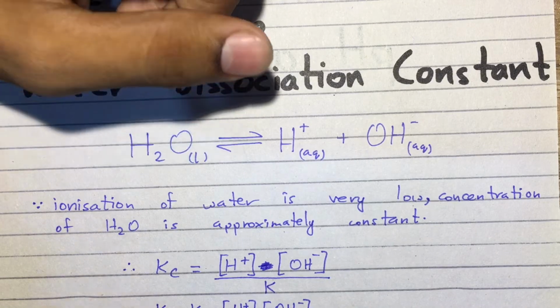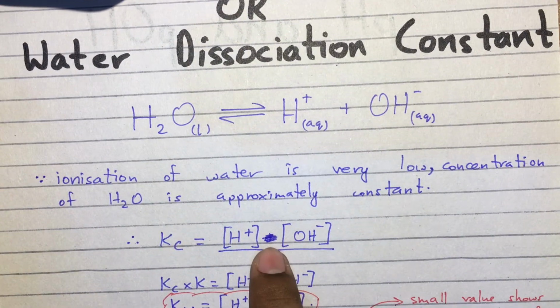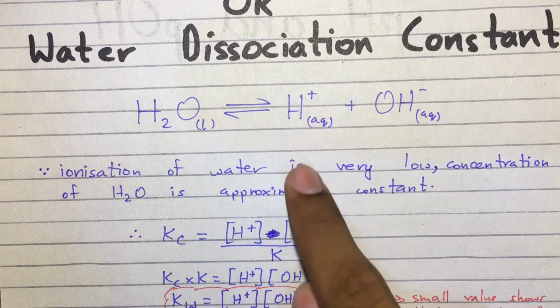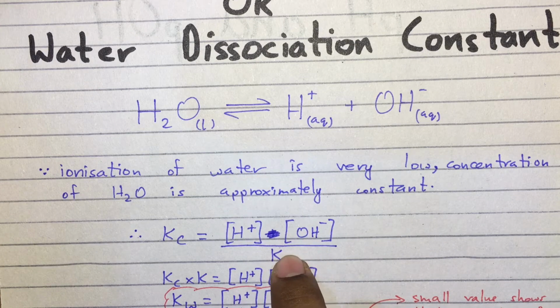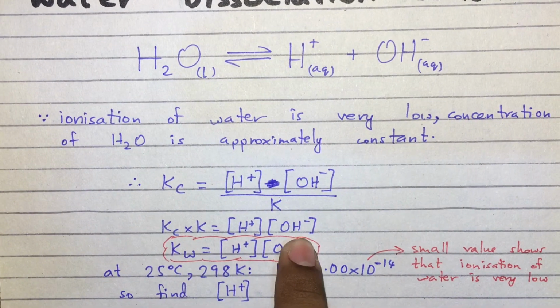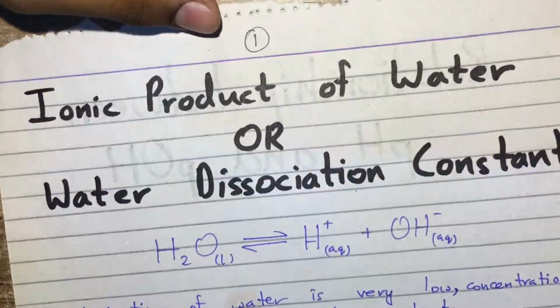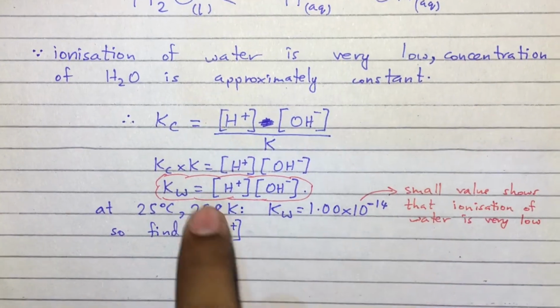If we wanted to find Kc, which is the concentration of products upon reactants, that would be the concentration of hydrogen ions times hydroxide ions, and the concentration of water we've taken as constant. So we get this. Now Kc times the constant is written as Kw, which is called the ionic product of water or the water dissociation constant.